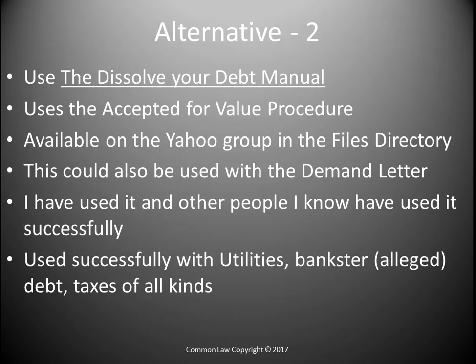So let's go to alternative two, the other alternative, which is to use the Dissolve Your Debt manual. It uses the accepted for value procedure. It's available on my Yahoo group in the files directory. It could also be used with the demand letter. I've used it, and other people I know have used it successfully. According to the manual, and I know people that have used it successfully with utilities, the bankster alleged debt, taxes of all kinds. So the bottom line is that it is another alternative.